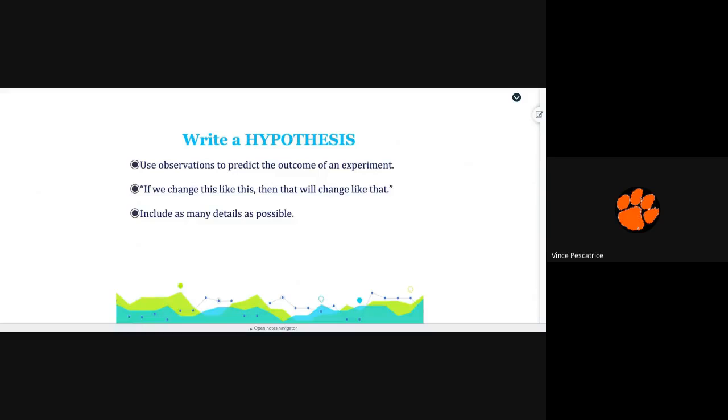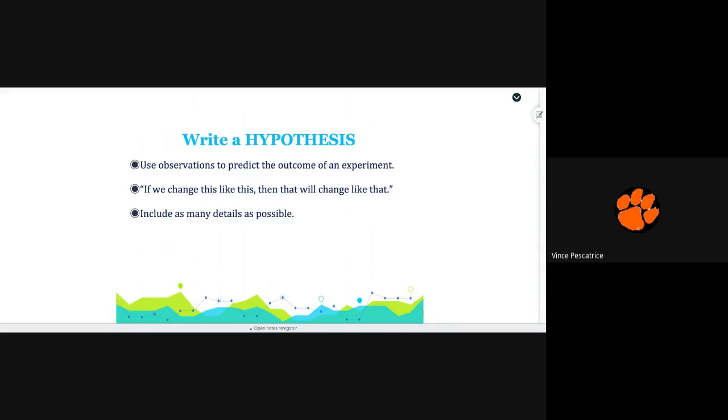All right, so up next we've got a hypothesis. A hypothesis is made from the observations that we use to predict the outcome of an experiment. So if we change this, then that will change like that, is what I want you to think. So if this gets changed, then this happens. These are often called if-then statements. Hypothesis: if, insert the part about what you're going to change in the experiment you just noticed, then what will happen afterwards? What do you think will happen?